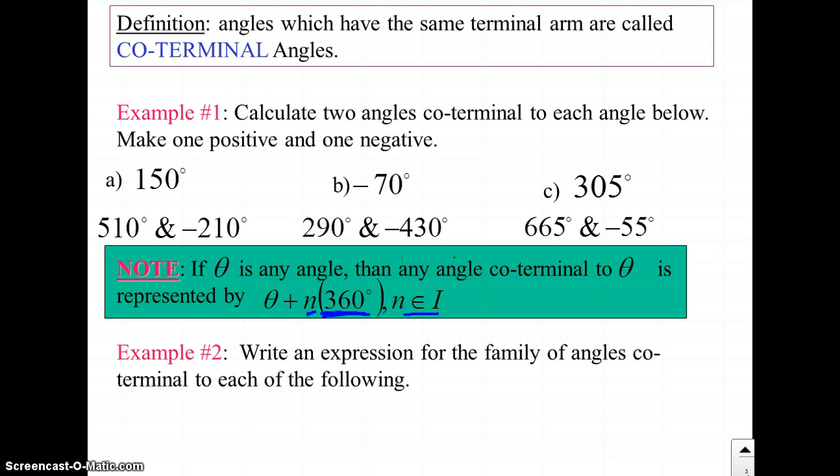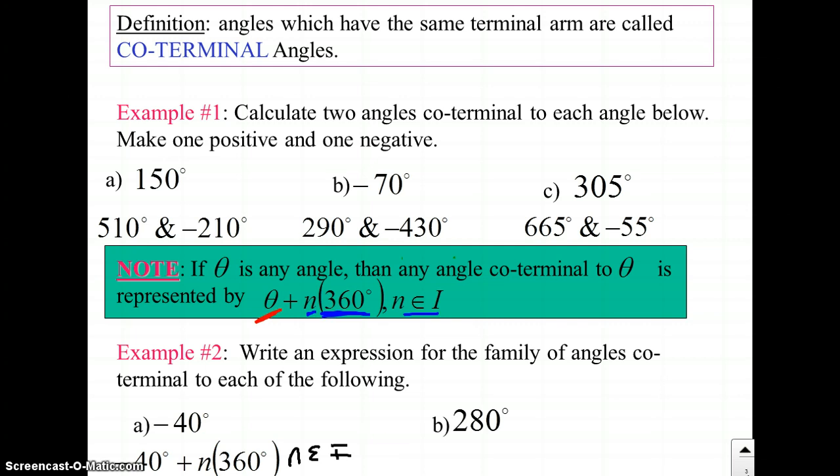All right. So for example, write an expression for the family of angles that are coterminal to each of the following. So I've got a negative 40 degree angle. All I do is plug that into this equation for theta. So negative 40 plus n times 360, where n is an element of the integers. And that is all the coterminal angles to negative 40 degrees.